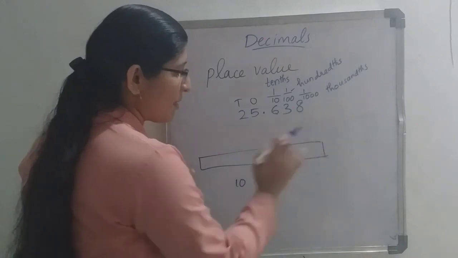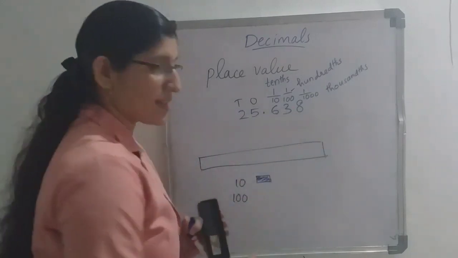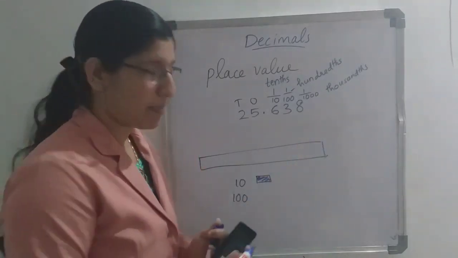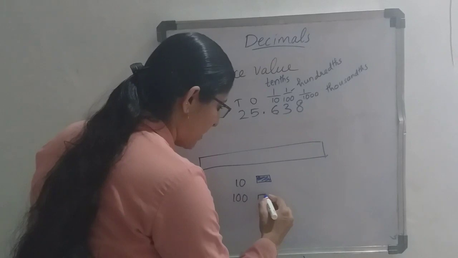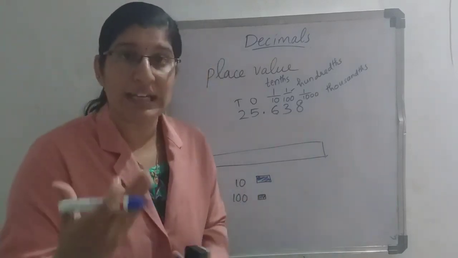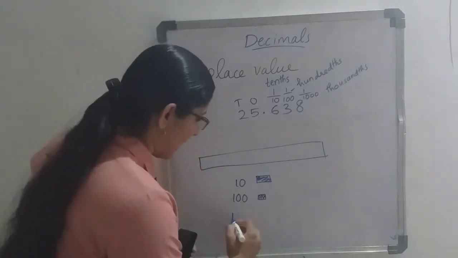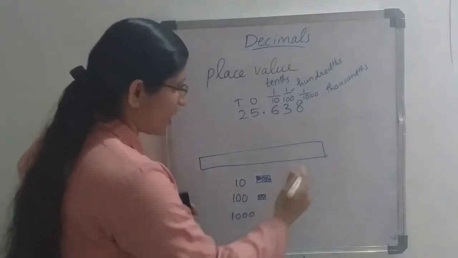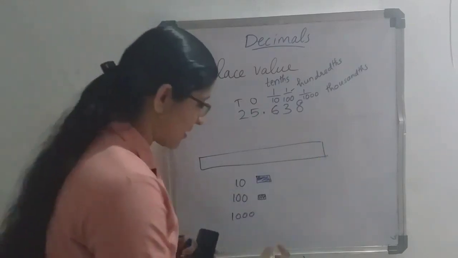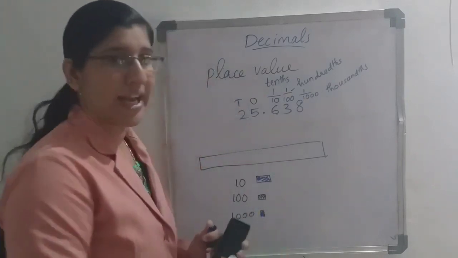The same ribbon, if I make it into 100 pieces, the one piece will be a little bit smaller. Will the size of the ribbon piece increase or decrease? It will decrease. The size will be small. Again, the same ribbon I cut into 1000 pieces. What will be the size of the one piece? It will be again smaller.